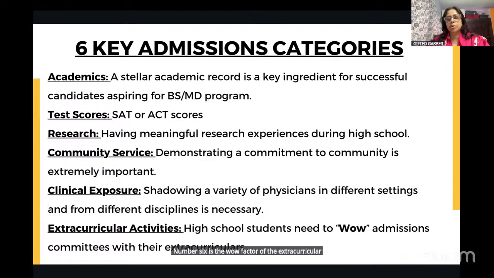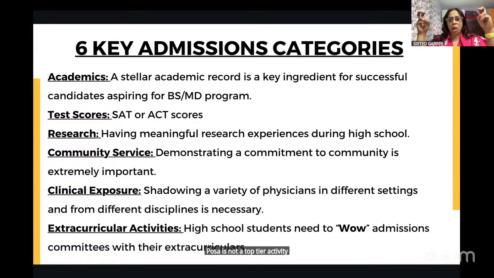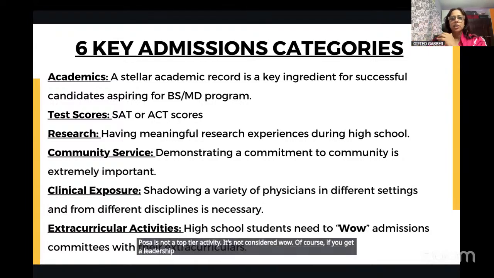If you're thinking just about HOSA as a club, because this is the main thing that I hear, "Oh, my child is in HOSA." HOSA is not a top tier activity. It's not considered wow. Of course, if you get a leadership opportunity, it's like 3rd or 4th. And if you're just a member of HOSA, it's 5th.